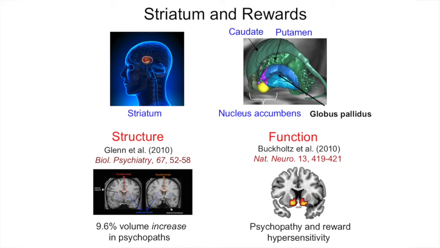And actually, just a couple of months after Yaling Yang published that, Josh Buckholtz at Harvard published a functional imaging study of individuals with a psychopathic personality showing that in anticipation of a reward, their striatum, highlighted here, is much more strongly activated in those individuals with a psychopathic personality compared to normal control individuals.